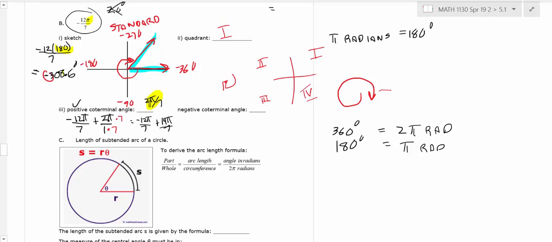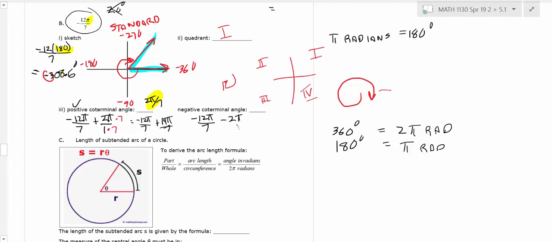We ended up with a positive answer, so that's it. Okay. If we want to find another negative angle that's coterminal to that, we would just subtract 2 pi, because if we add, you're just going to get another positive answer anyway.